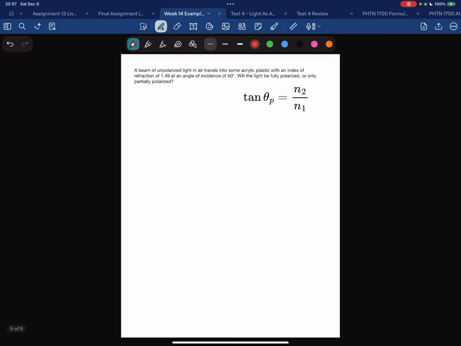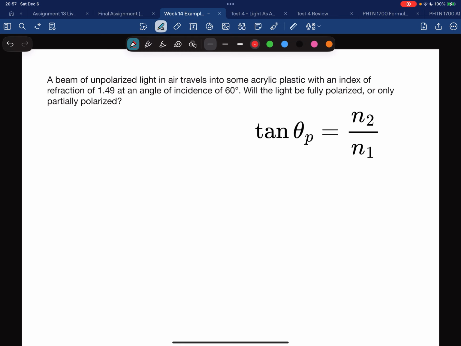Last question, number 5 here. It's about the Brewster angle. A beam of unpolarized light in air travels into some acrylic plastic with an index of refraction of 1.49. So I'm going to say it starts in air with an index of refraction of 1, and it travels into some acrylic plastic where it's 1.49. It has an angle of incidence of 60 degrees. Now it asks, will the light be fully polarized or only partially polarized?